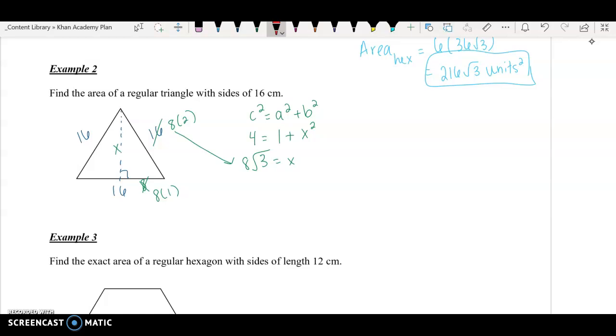So we have area of the triangle is 1/2 base times height. So we have the base, which again is the whole base, which is 16, and then our height, which is 8 root 3. If we multiply all of these, we end up getting 64 root 3. And again, we should have units squared. You can write out the whole word, or you could just put u.